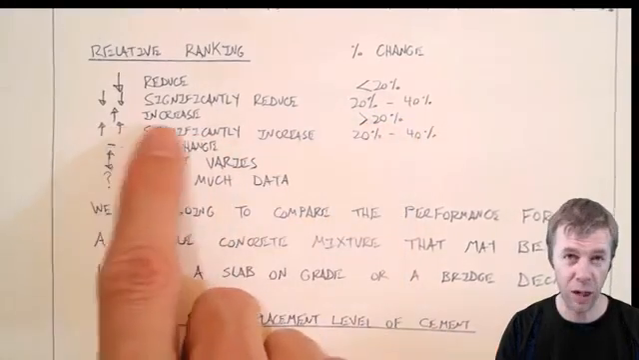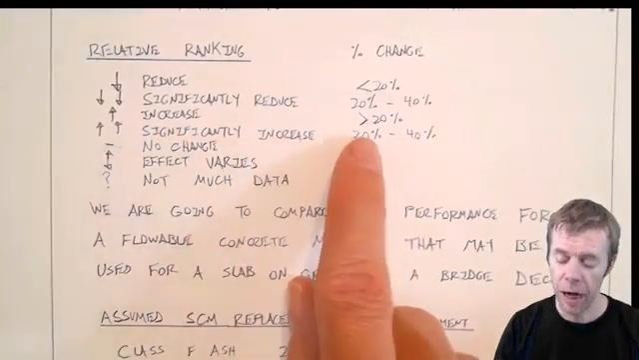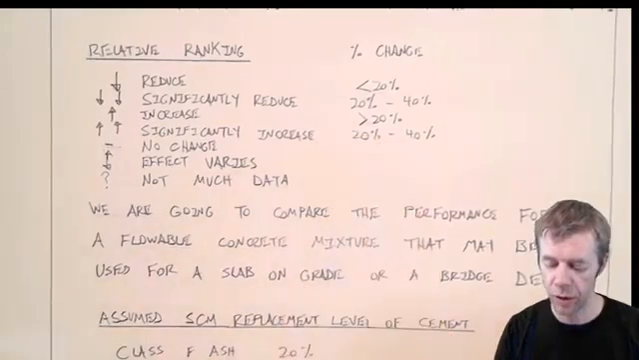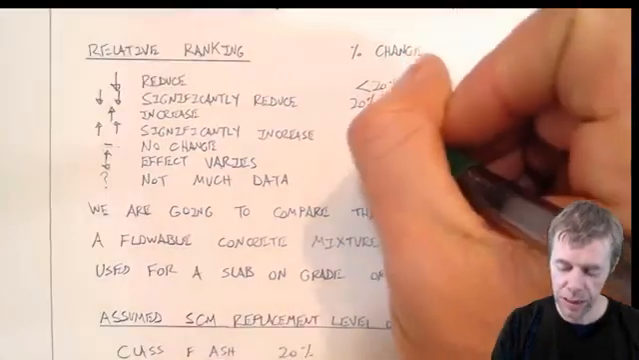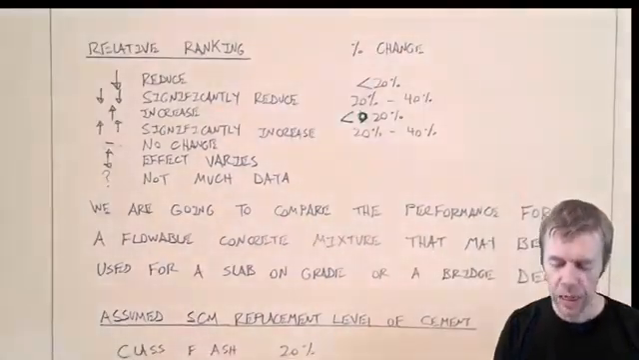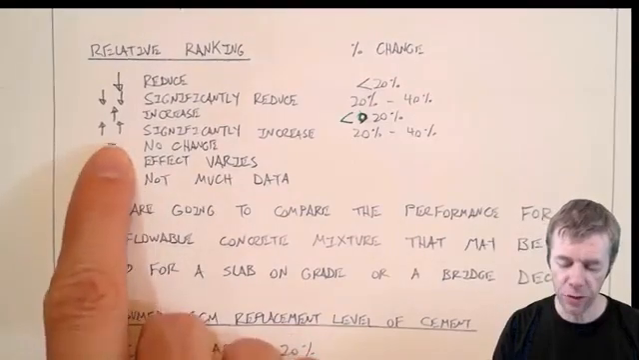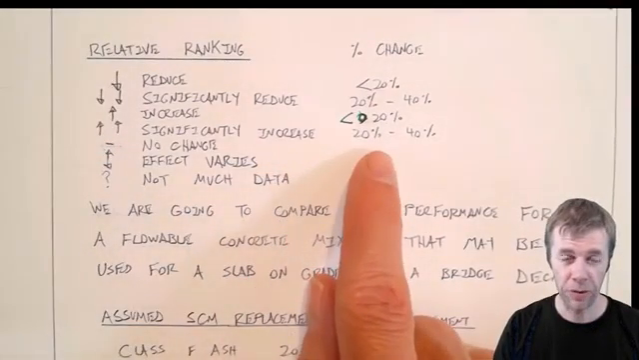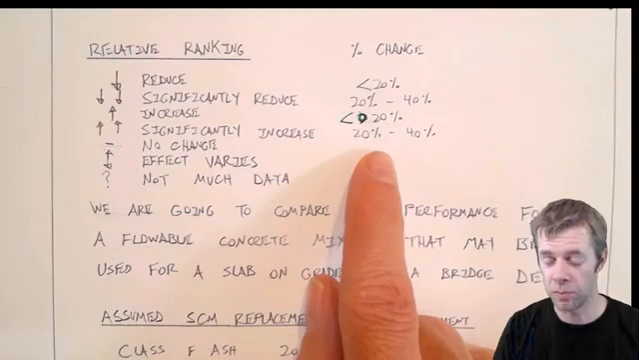An arrow up means it increases it by about 20%. Actually, that shouldn't be greater than. That should also be less than 20%. And if it's a double up arrow, then that's going to be 20 to 40%. So that's going to be much more of an increase.